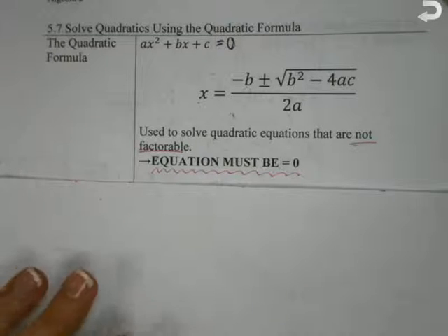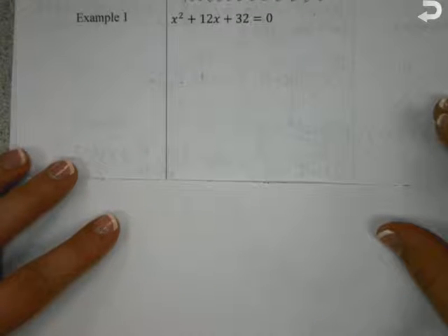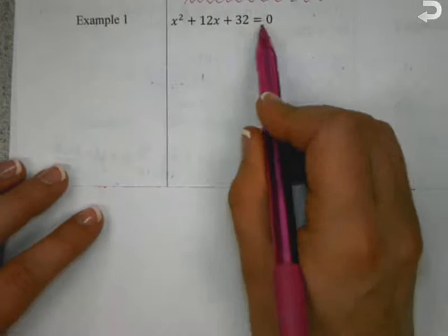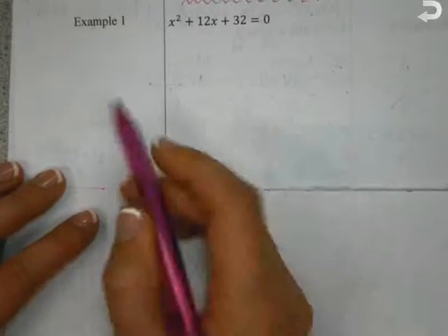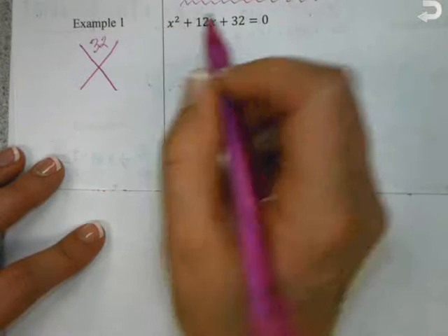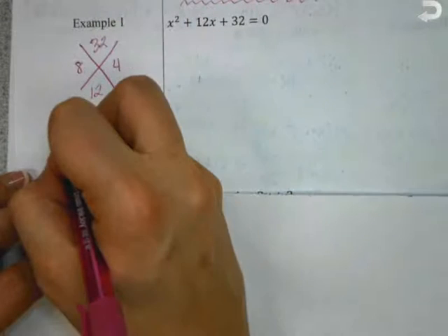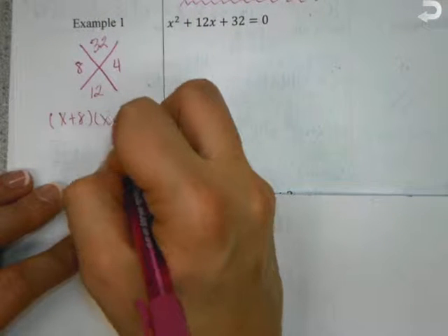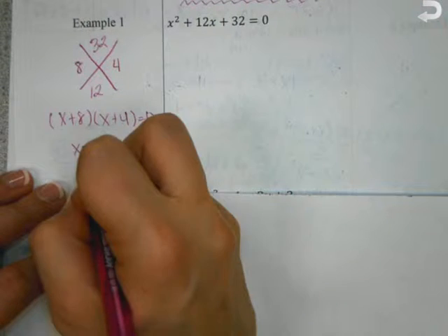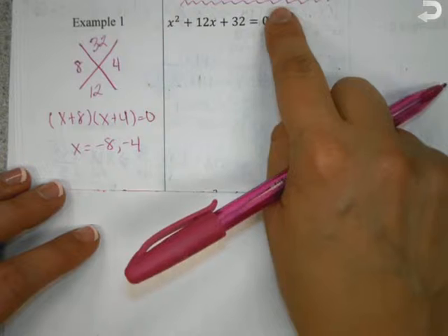Okay? So let's use example 1. We have x squared plus 12x plus 32 equals 0. The whole thing's already equal to 0, so we're good. This one actually is factorable. We could use diamond method on this. What are 2 numbers that multiply to 32 and add to 12? 8 and 4. So that would give us x plus 8 times x plus 4 equals 0. And then what would my answer be? Negative 8 and negative 4. So let's use quadratic formula and see if we get the same thing.